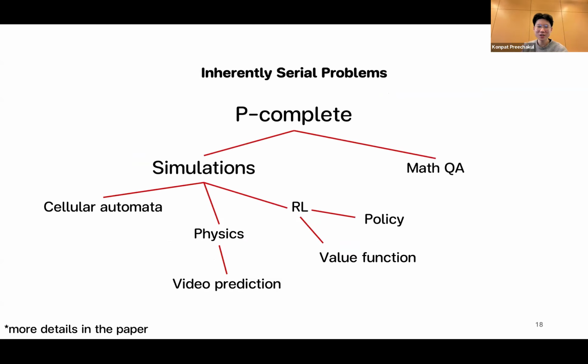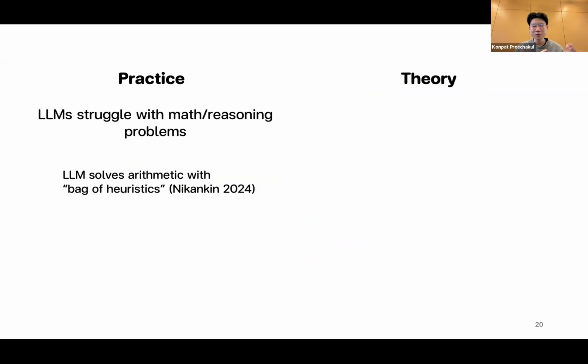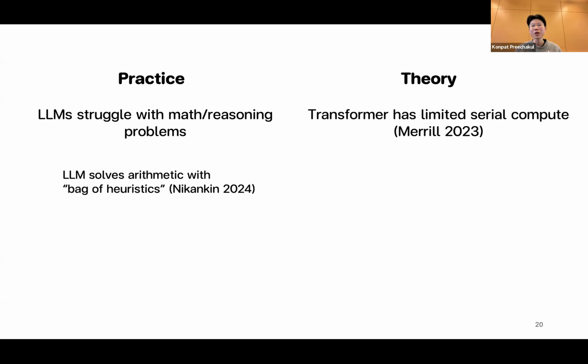But now, shifting gears, we're going to talk about how it connects to practice. We have mentioned before, and it's also our collective experience, that LLMs did struggle with math problems 1 or 2 years ago, before we discovered chain of thought. People found that LLMs, like the transformer backbone, don't really know how to solve arithmetic, but they do solve it with a bag of heuristics. And in theory, we also know that transformers have limited serial compute. This also applies to Mamba or other SSM models.